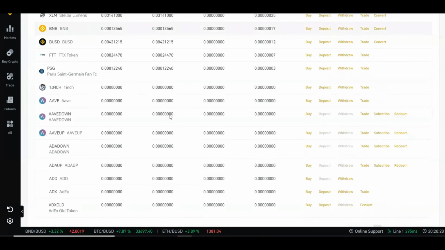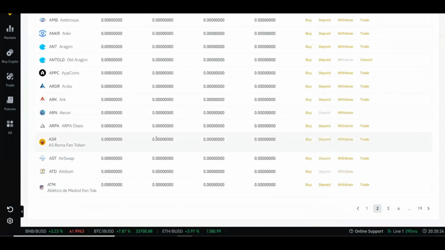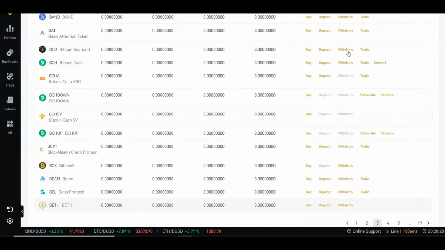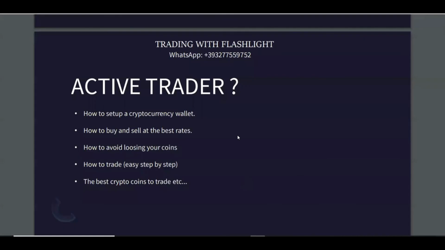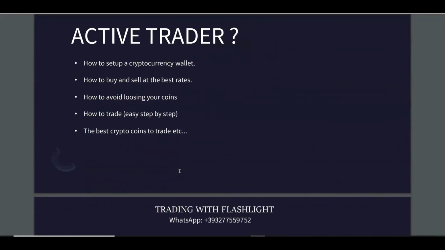And these are the different cryptocurrencies. You can see all of them. There are a lot of them, a lot of cryptocurrency, a lot. Now, for those who want to learn how to trade as I did, the strategy is very simple, but it's all about time. If you want to be an active trader, we are going to show you all the steps on how to trade. You have access to the support.